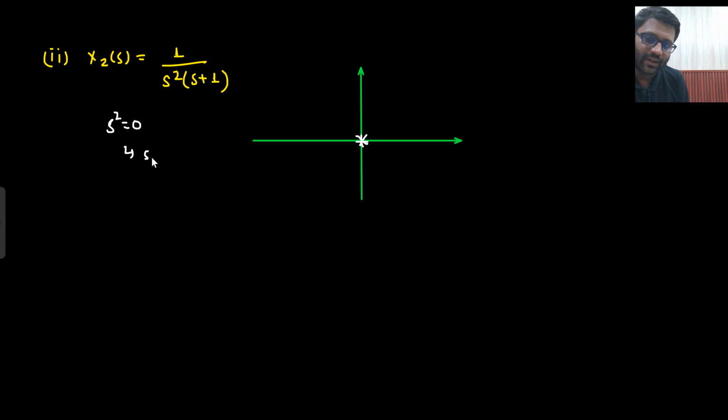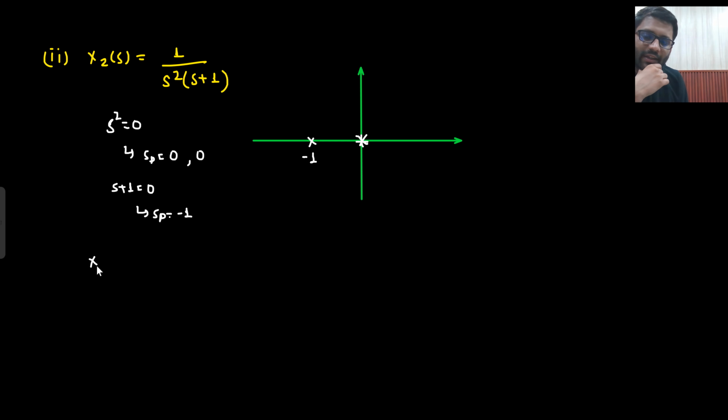1 upon s square into s plus 1. So another pole and then another pole. S square means there are two poles at the origin. What about the pole? S square is equal to 0, so from here you will get two poles, 0 and 0, and then s plus 1 equals 0, so another pole you will get at -1. So this guy was acceptable, but two poles at the origin is not acceptable for sure. Right? Are you able to understand this point?